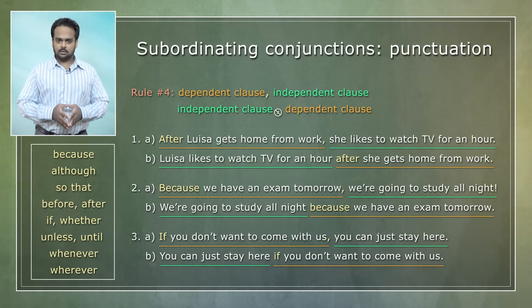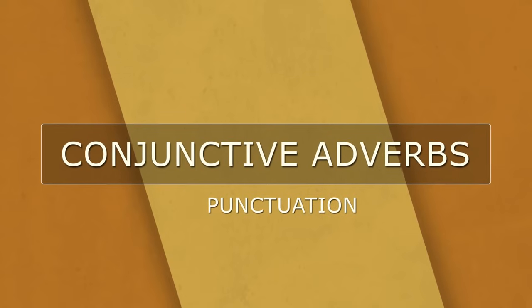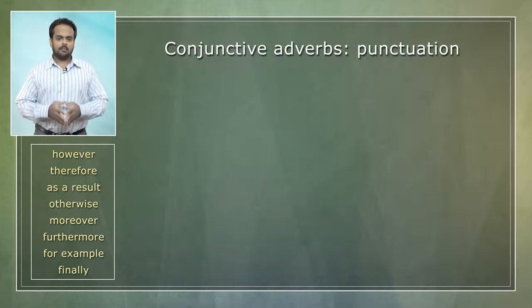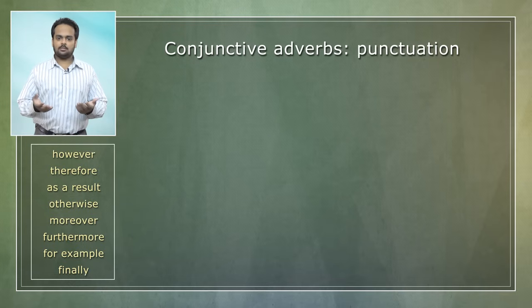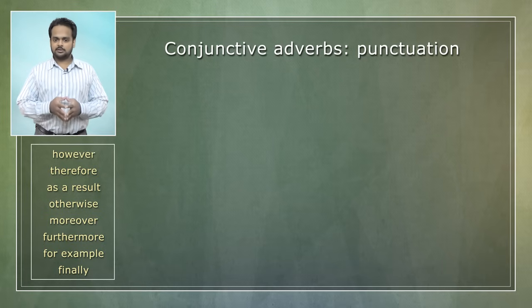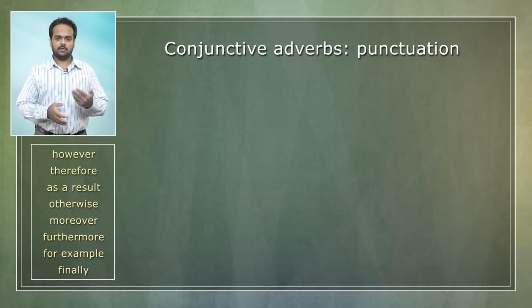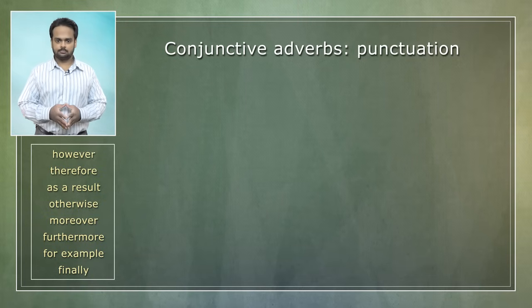Okay, now finally, let's turn to punctuation rules with conjunctive adverbs. Now you might be thinking, why are we talking about adverbs in a conjunctions lesson? Well, the reason is that some adverbs act like conjunctions, so we call them conjunctive adverbs. These are words like however, therefore, as a result, otherwise, moreover, and so on.